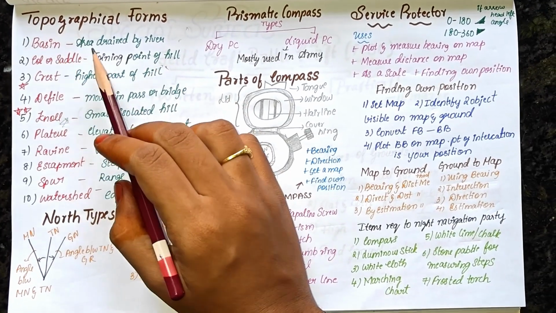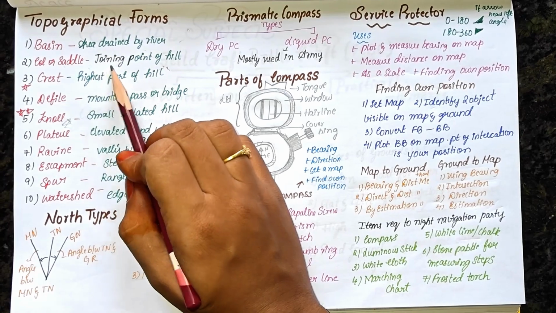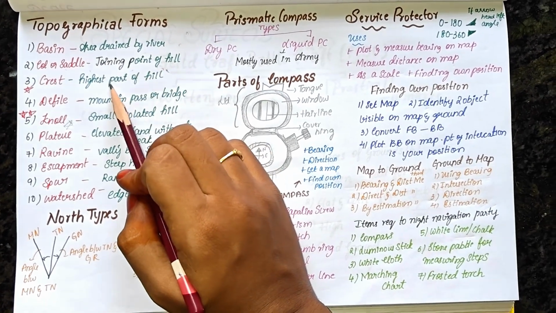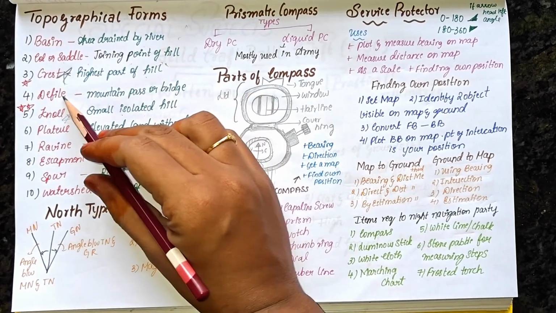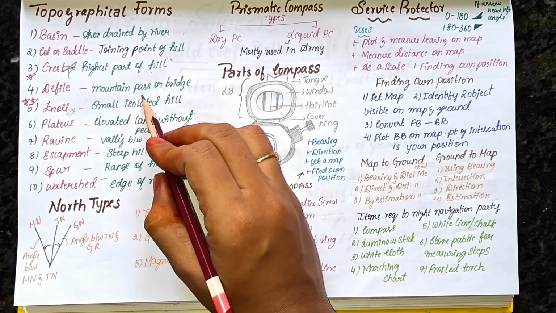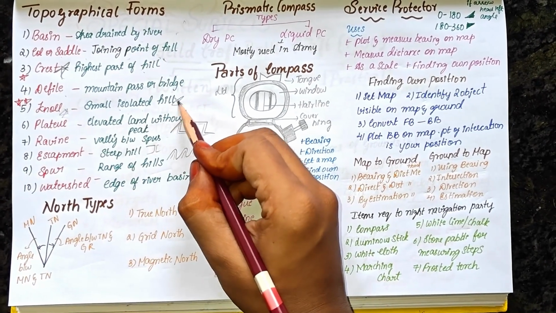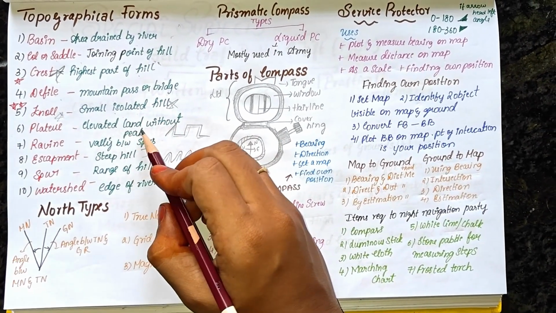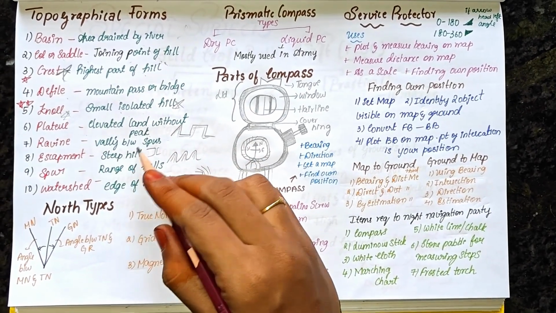So what is a basin? Area drained by the river is known as a basin. Col or saddle is the joining point of the hills. Highest part of the hill is known as crest. Mountain pass or bridge is known as defile. Knoll, a small isolated hill, very important one. Plateau, elevated land without a peak, is known as plateau. Ravine, valley between the spurs.